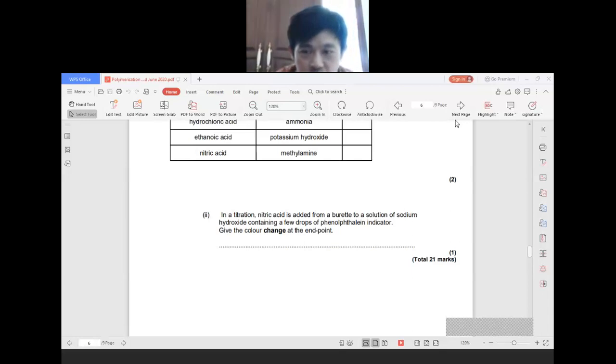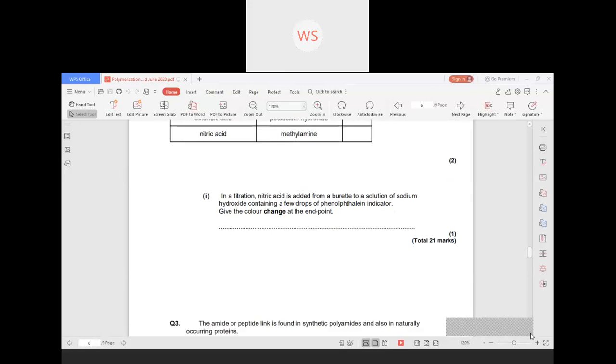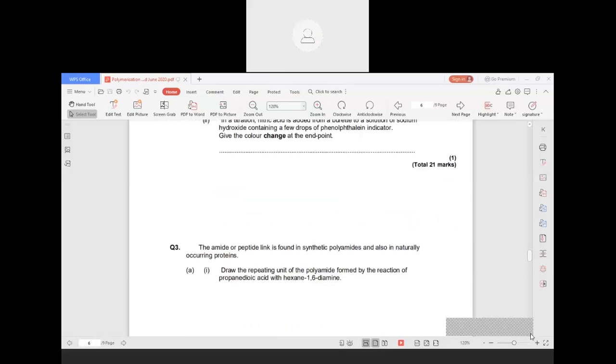Nitric acid, pink to colorless. Acid to alkali, not alkali to acid. Colorless to pink. Colorless in the acid, then pink because it's pink in the alkali range. So colorless to pink. Yes, correct. Is it pink in alkali or pink in acid? I forgot. Pink in alkali.